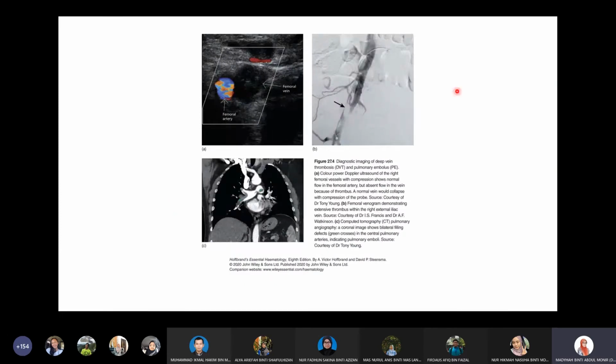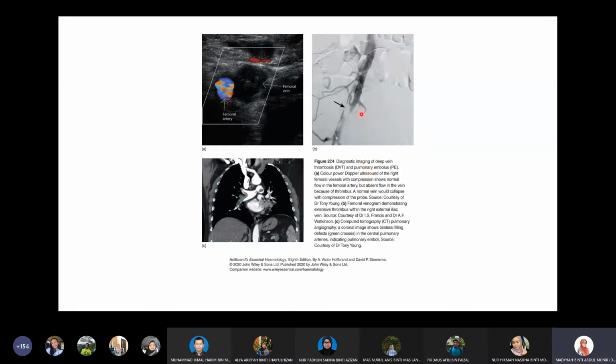So, this is the imaging that will be used in diagnosing DVT. Here is the Doppler ultrasound. You can see here, this is what we call color Doppler. They use this to check the femoral artery. So this is Doppler ultrasound.